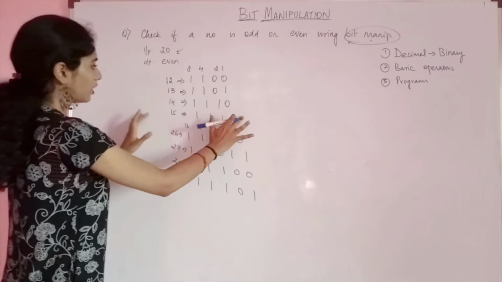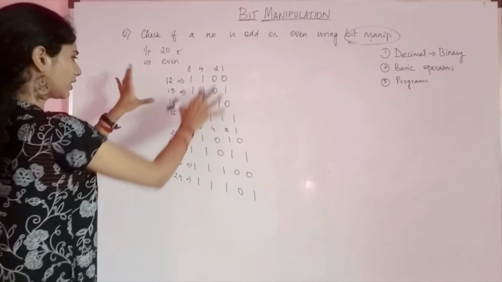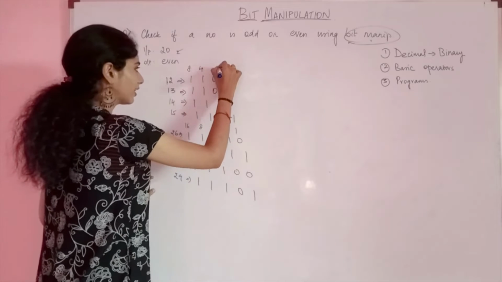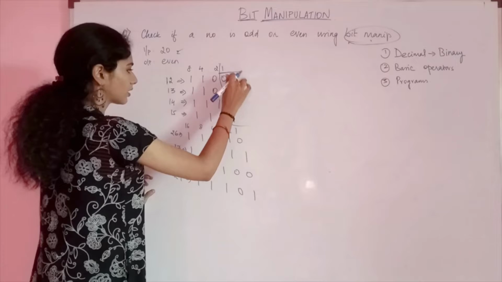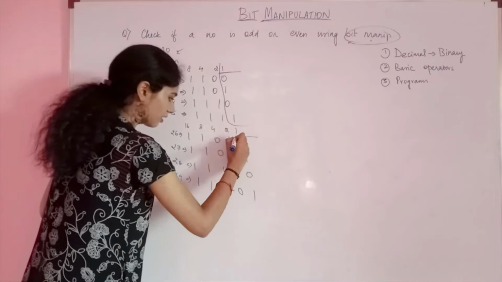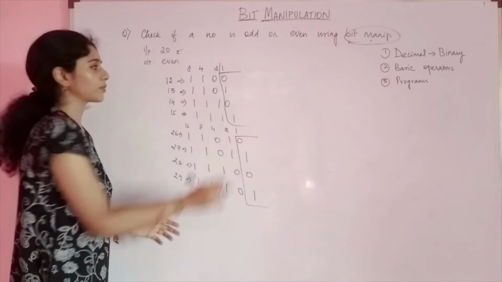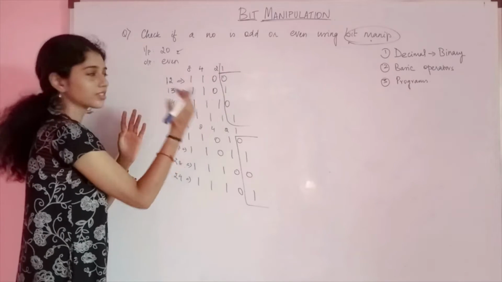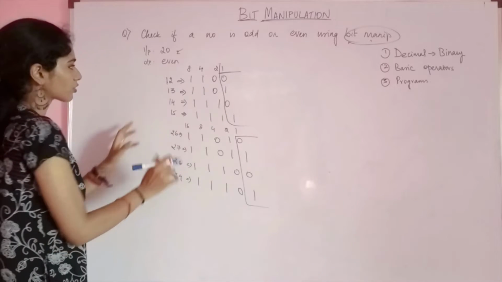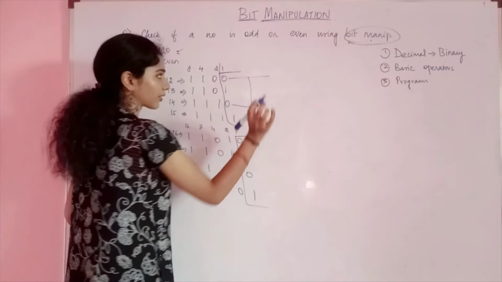So now just have a look at this. If you notice, rather than looking at everything, just look at the rightmost bits, up to this and also again here. What do you notice here? Do you see some pattern? Don't tell me 0, 1, 0, 1, no. Just look at the rightmost bit. For 12 it is 0, for 14 it is 0 again.